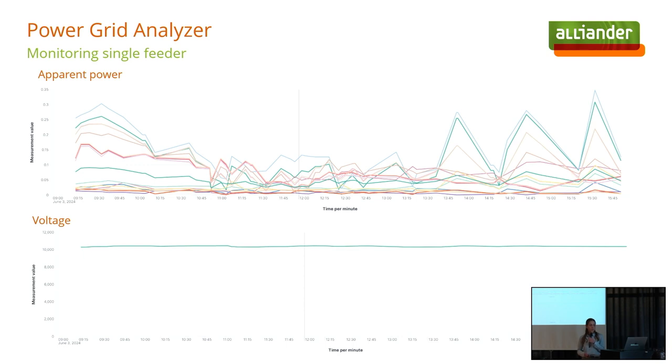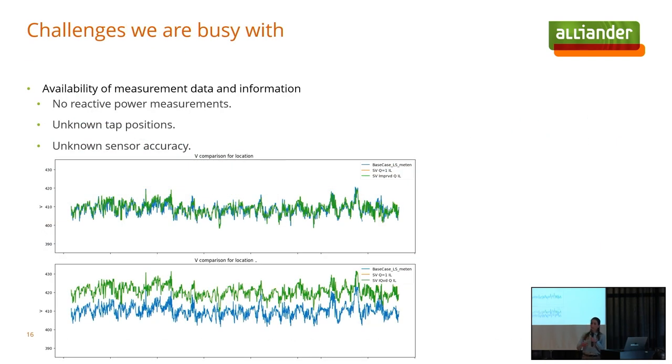Of course, there are still a lot of challenges that we are facing and trying to solve within the company or together with the developers of the power grid model. For example, availability of measurement data and information is often a bit tricky. We don't always have measurements, so then we have to use pseudo measurements, and the quality of these pseudo measurements is important.